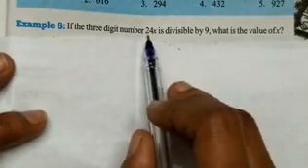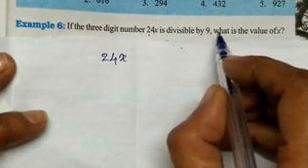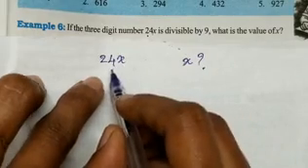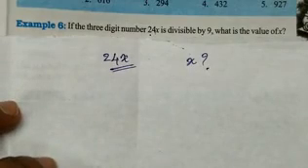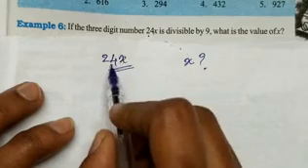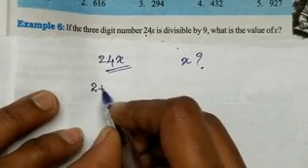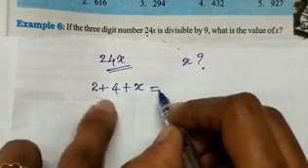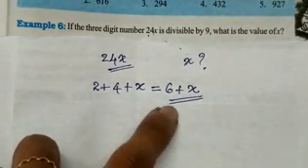Example 6. If the 3-digit number 24x is divisible by 9, what is the value of x? We have to find the value of x here. And the clue given is, this number is divisible by 9. So we know that if a number is divisible by 9, the sum of the digits is also divisible by 9, isn't it? Which means 2 plus 4 plus x is also divisible by 9. So what is 2 plus 4 plus x? 2 plus 4 is 6 plus x. This is divisible by 9.